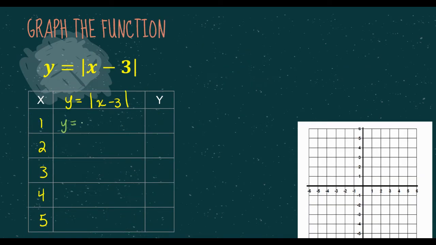So y equals, plug in the 1 for that x. So it would be 1 minus 3. I'm going to plug in the next one. Plug in a 2 minus 3. I'm going to plug in the next one. 3 minus 3. I'm going to plug in the next one. 4 minus 3. Whoops. Let me grab my eraser. And y equals 5 minus 3.